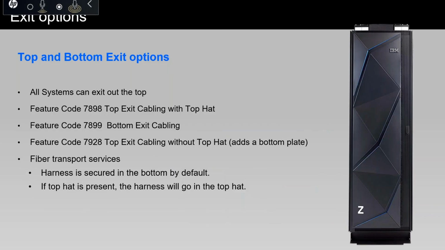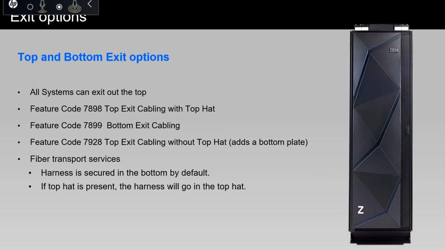Top and bottom exit options. This is one I put in here because IBM changed the way they do the top and the bottom exit, and all of the systems, whether you choose top exit or bottom exit, can exit out of the top. The top exit cabling has a top hat for fiber transport services. If you don't order the top hat, then the recommendation is to still go with bottom exit cabling.